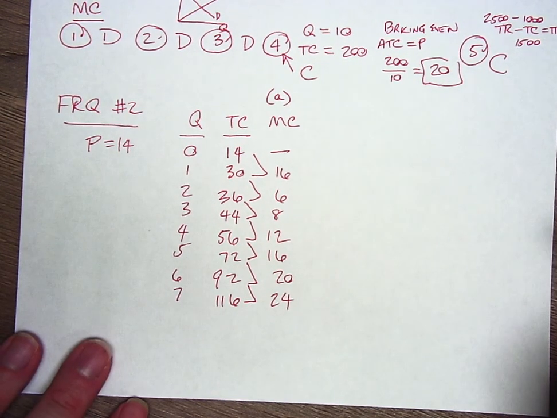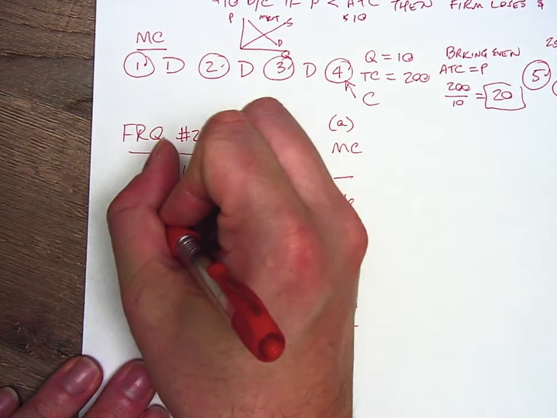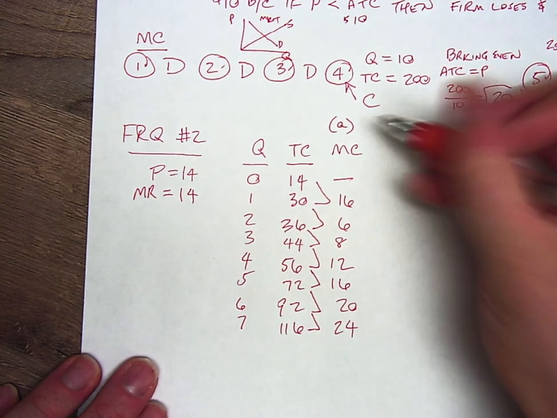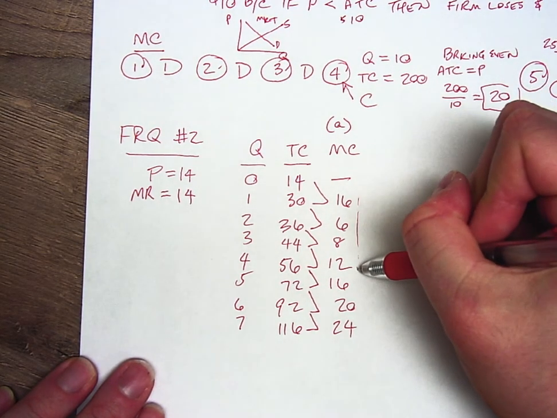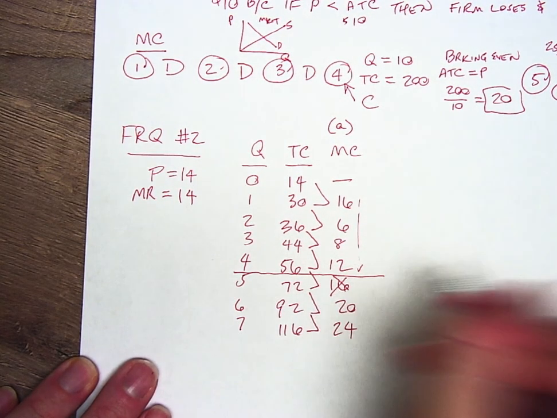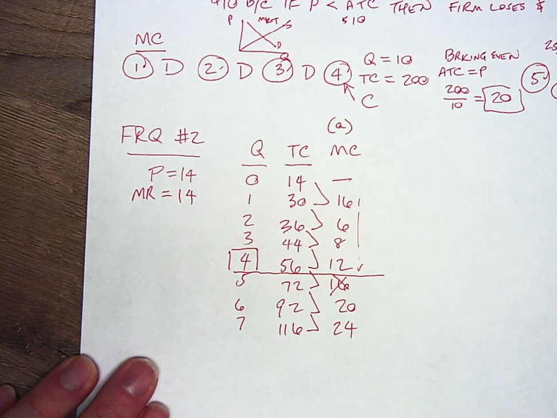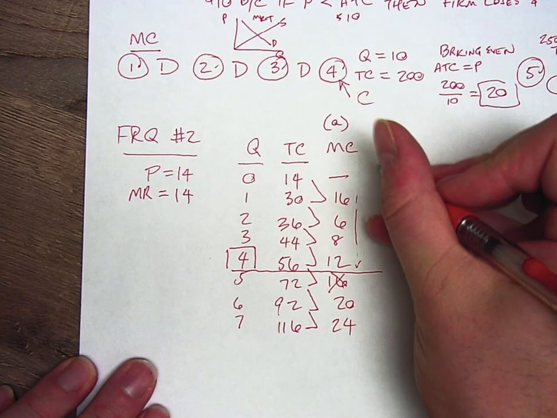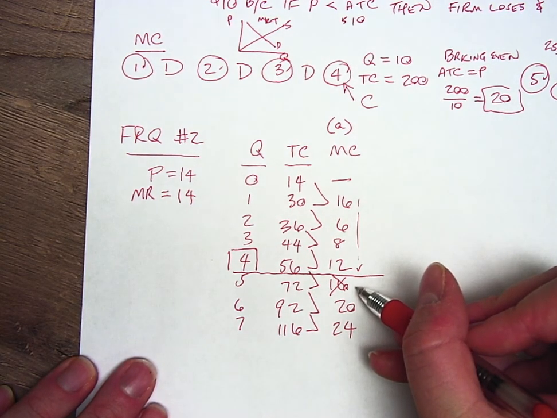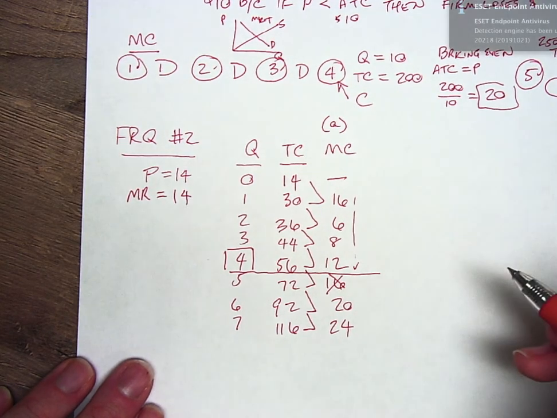B, determine the firm's profit maximizing level of output. So if we know price is 14, that means marginal revenue is also equal to 14 because MR equals P. So then we look through here and we go, okay, we should go, but we shouldn't produce that one. We should stop before we get there. So the profit maximizing is quantity 4, because we're looking for where MR equals MC without the MC going over. So we would not produce the 5th unit because the MC is greater than the marginal revenue.